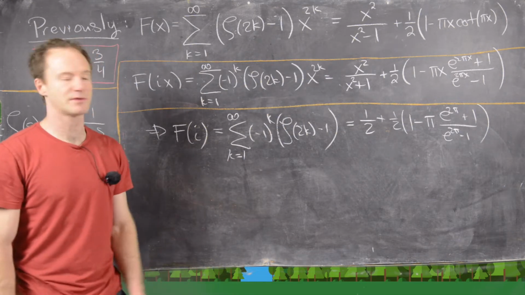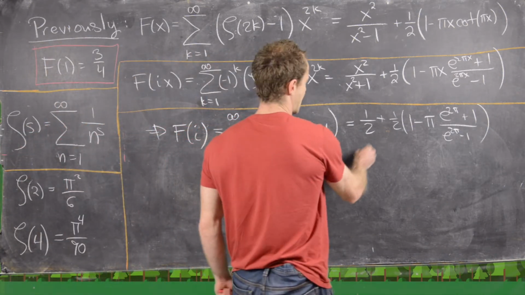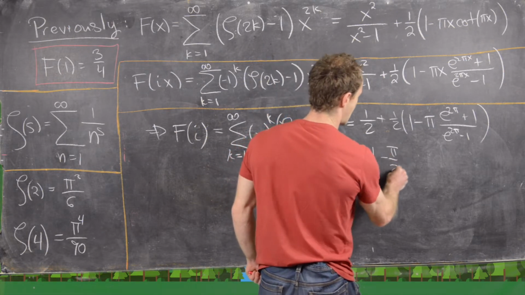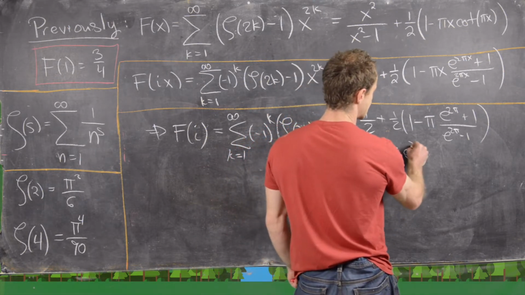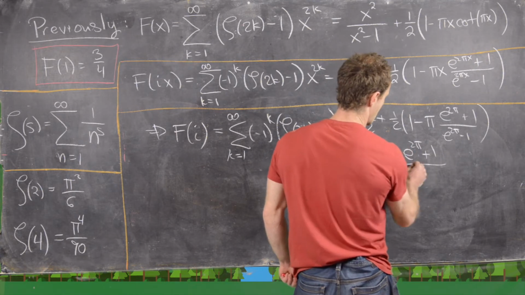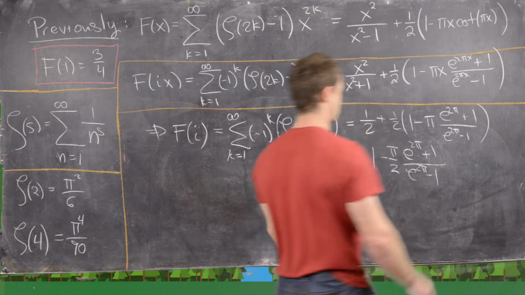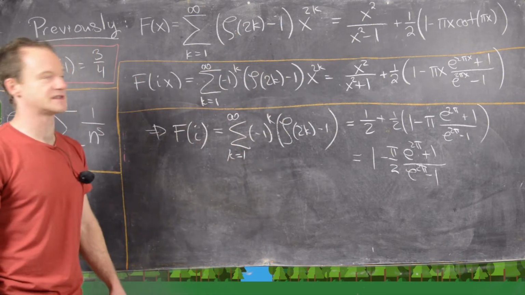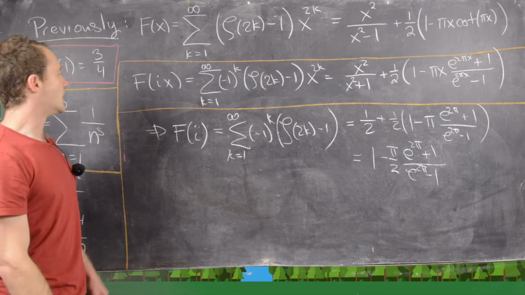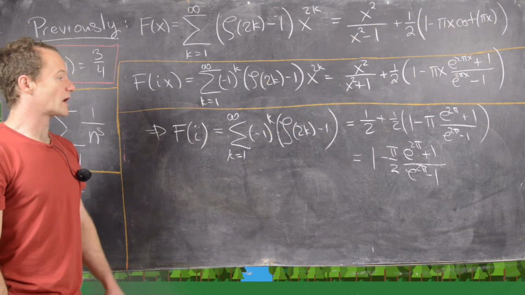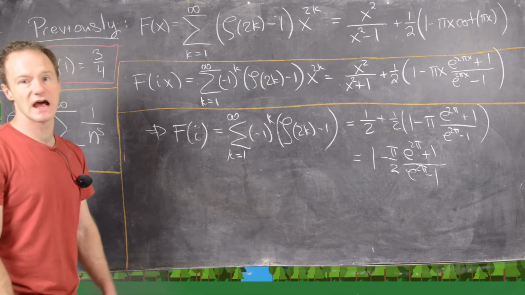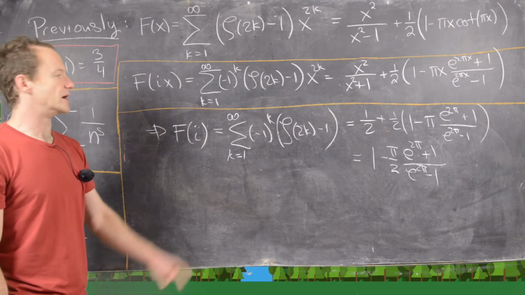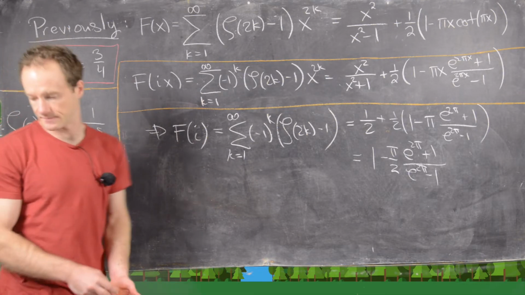But notice we can simplify that a little bit. Notice we're going to have 1/2 plus 1/2, so that's going to be 1 minus pi over 2 times e to the 2 pi plus 1 over e to the 2 pi minus 1. Okay, great. So that's what we get for this alternating version of the sum that we had up here. So now what I want to do is put these two together in order to get a nice new identity. All right, so I'll clean up the board and then we'll get to that.